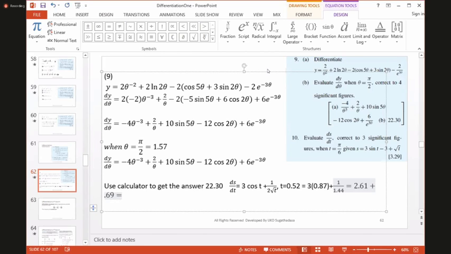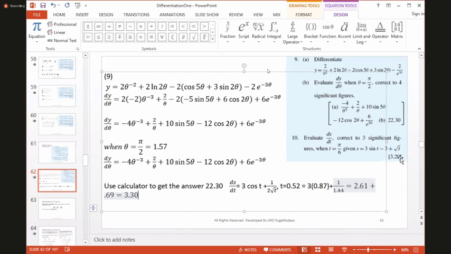You can see the screen now. 2.61, 0.69. What is the addition of the two? 0.69 plus 2.61. You get the answer 3.30. The given answer is 3.29.